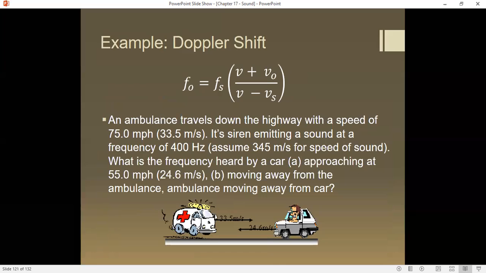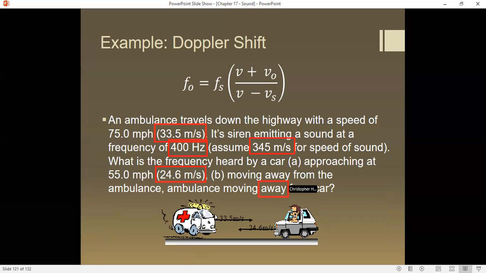Okay, so here's an application. An ambulance is traveling down the highway with a speed of 33.5 meters per second. It's emitting a siren sound at 400 hertz. It's rather low for a siren, but we'll accept it. Assume that the speed of sound is 345 meters per second. Approaching at 55 miles per hour is a car traveling at 24.6 meters per second. What is the frequency as it approaches? What is the frequency as it moves away?